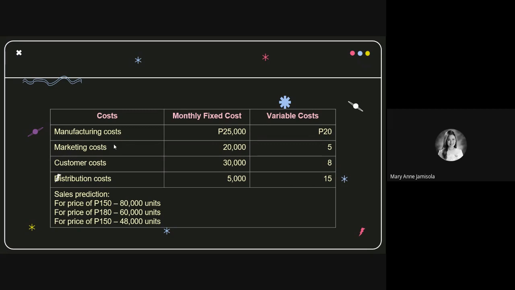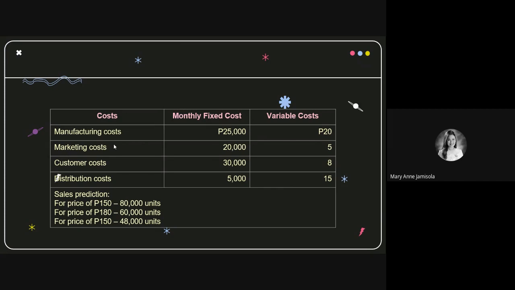Okay, let's go back to marketing first. So for marketing fixed, I've mentioned a while ago that at the lowest price level of 150 pesos, fixed marketing cost would be reduced by 5,000 per month because the low price would be the principal selling feature. Take note of that in your calculations.